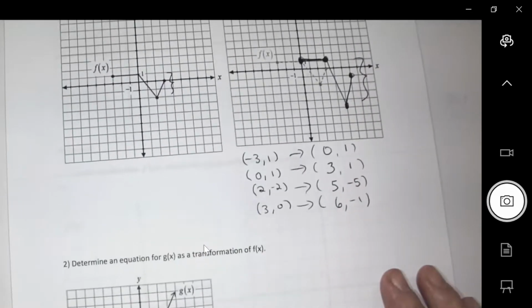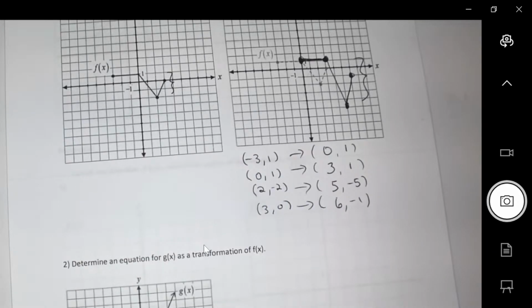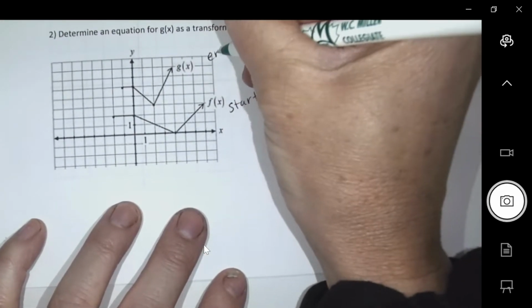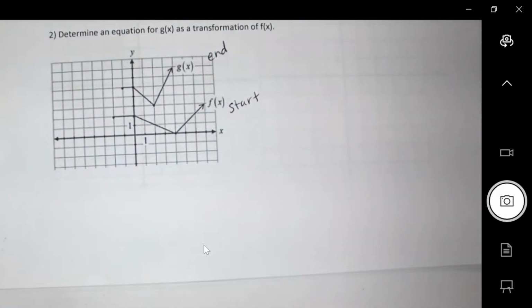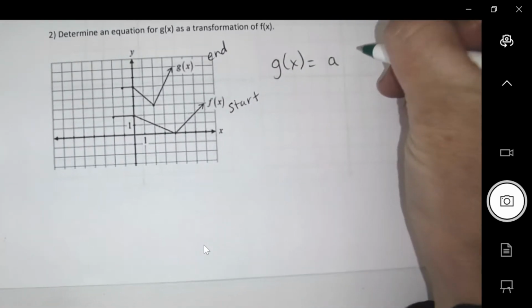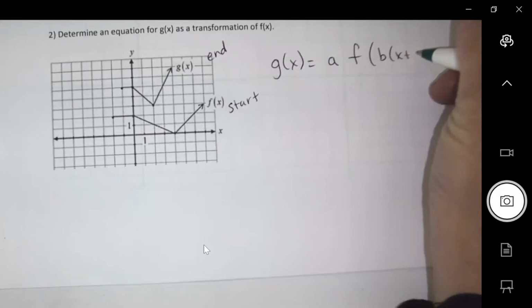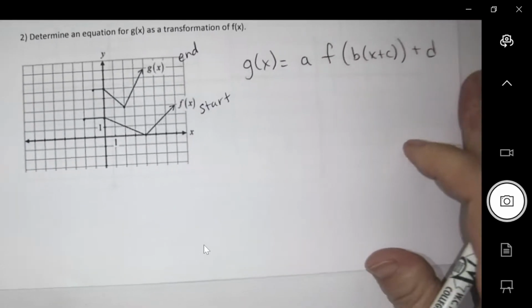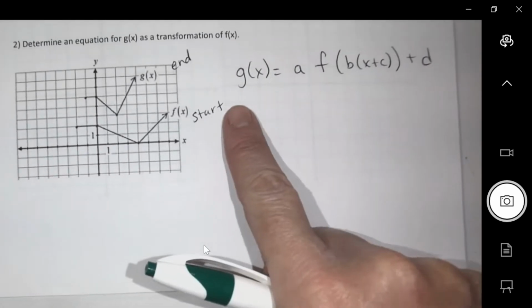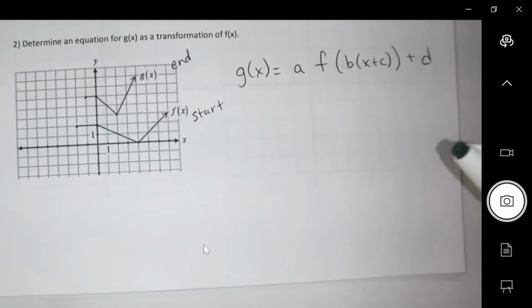Okay. Determine the equation for g of x in terms of f of x. So we started with f and we ended with g. So g of x equals a f of bx plus c plus d. We're going to write that format. G of x is f of x with a bunch of stuff that happened. And now we got to figure it out.